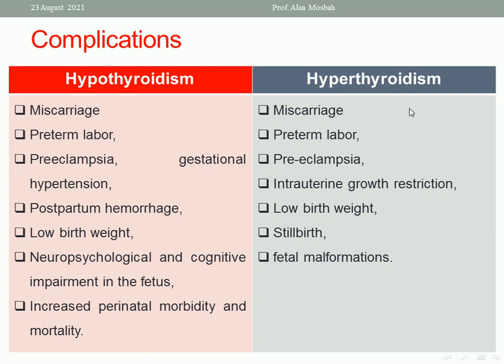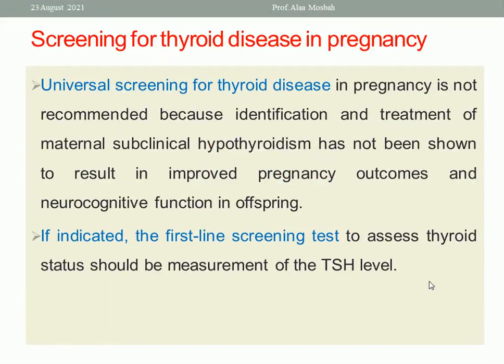What about hyperthyroidism? Hyperthyroidism complications include miscarriage, preterm labor, preeclampsia, intrauterine growth restriction, low birth weight, stillbirth, and fetal malformations. Can we screen for thyroid disease during pregnancy? The answer, as regards the guidelines, is that they don't recommend screening for thyroid dysfunction by doing TSH for all pregnancy cases, okay? They don't recommend this, okay?